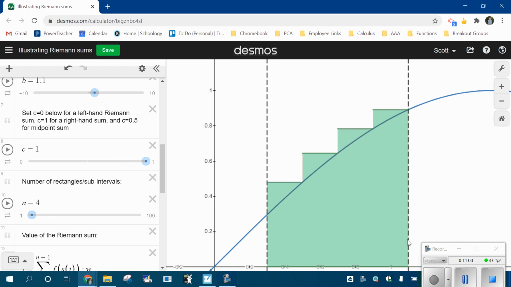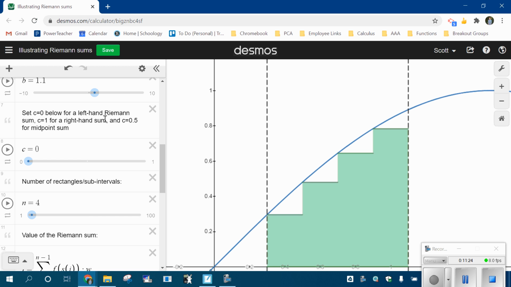And you'll see here, they started on the right side of the interval, and that's how they determined how tall to draw the rectangles. They still drew four rectangles. These four rectangles are the same width as these four. They're just using a different method to determine how tall to draw them. This way is called right-hand rectangles. This way is called left-hand rectangles.